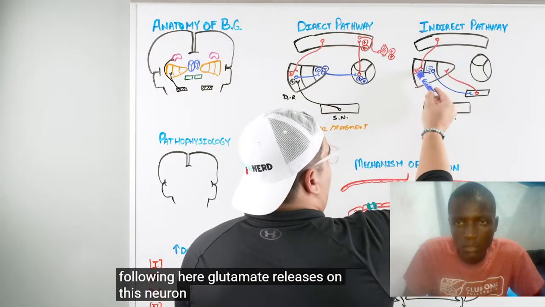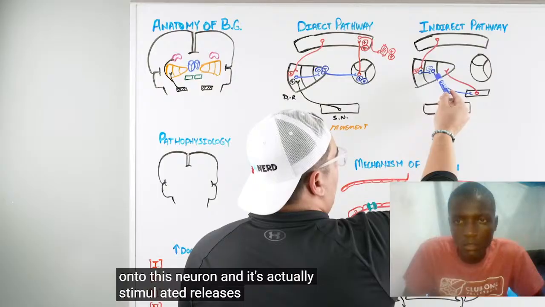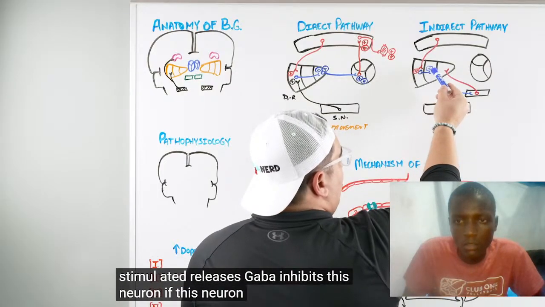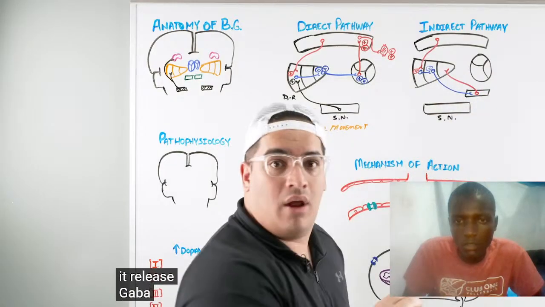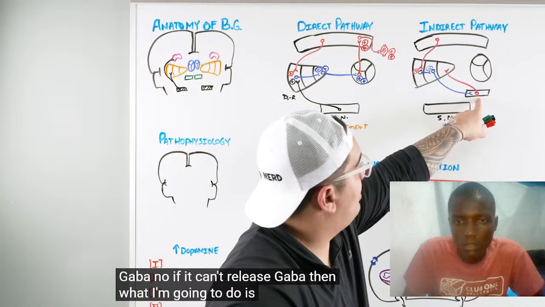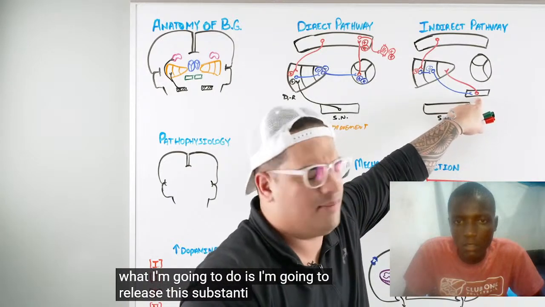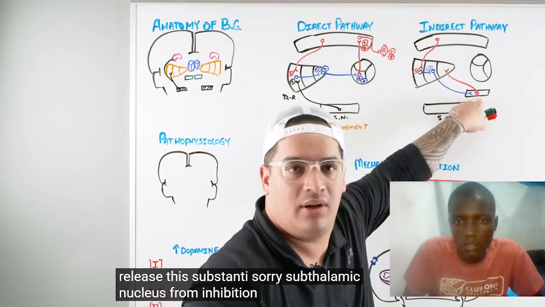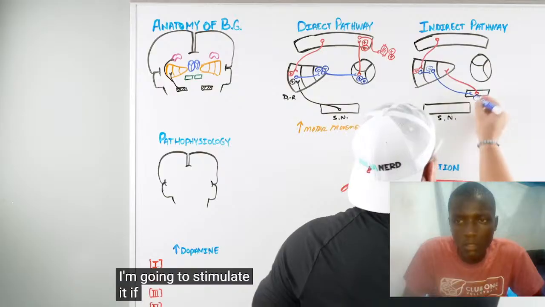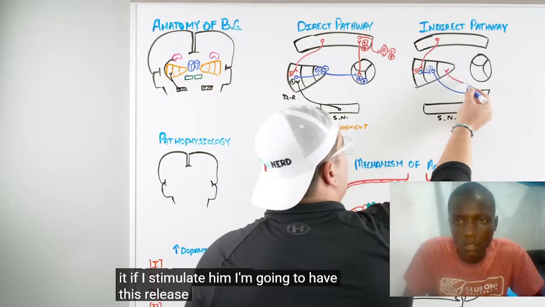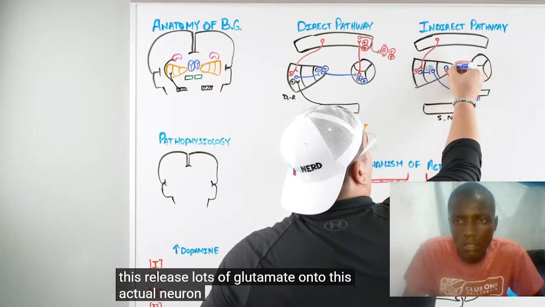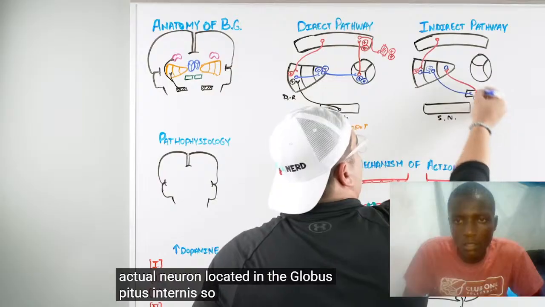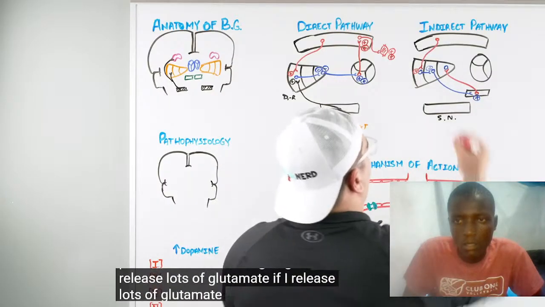Glutamate is released onto this neuron. It's actually stimulated, releases GABA, and inhibits this neuron. If this neuron is inhibited, can it release GABA? No. If it can't release GABA, then I'm going to release this subthalamic nucleus from inhibition. And therefore, I'm going to stimulate it. If I stimulate it, I'm going to have it release lots of glutamate onto this actual neuron located in the globus pallidus internus. So this is going to release lots of glutamate. If I release lots of glutamate, what's it going to do?